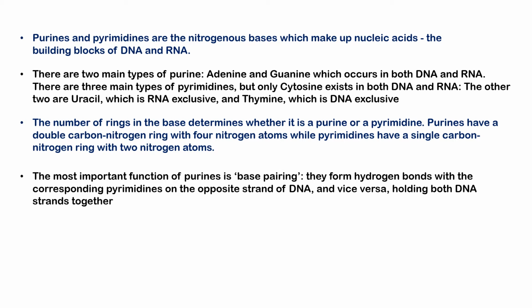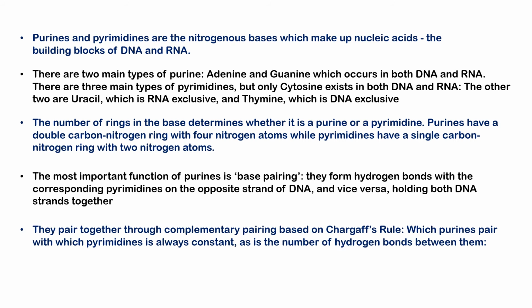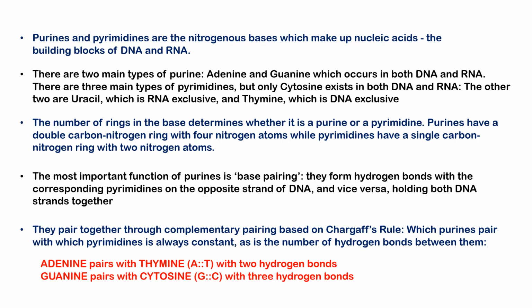They form hydrogen bonds with the corresponding pyrimidines on the opposite strand of DNA and vice versa, holding both DNA strands together. They pair together through complementary pairing based on Chargaff's rule, which means that whatever purine pairs with whatever pyrimidine is always constant, as is the number of hydrogen bonds between them. For instance, adenine pairs with thymine with 2 hydrogen bonds, and guanine pairs with cytosine with 3 hydrogen bonds.